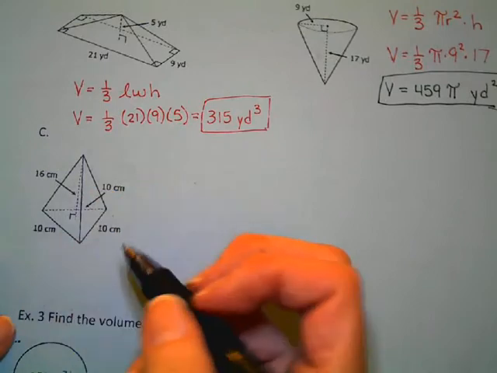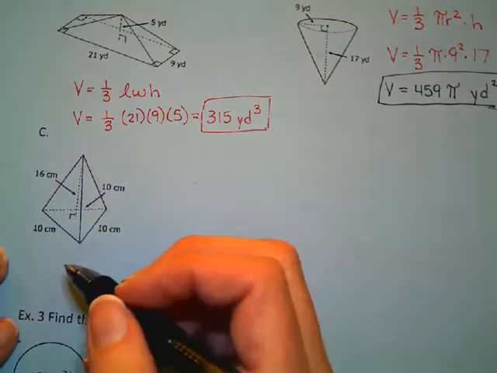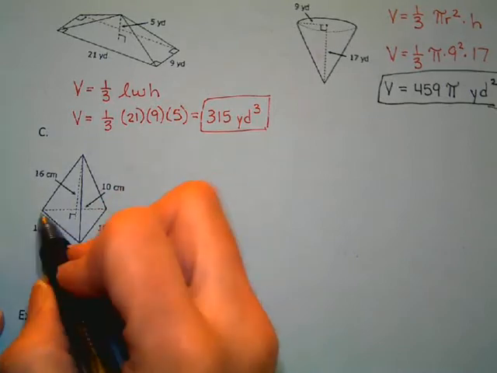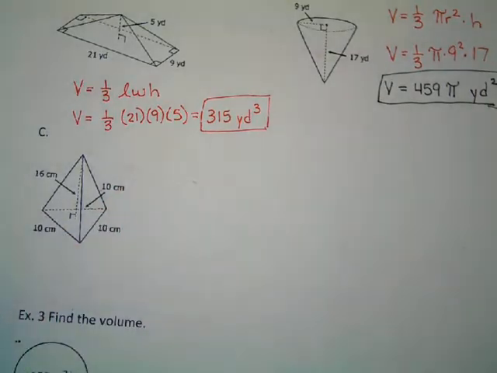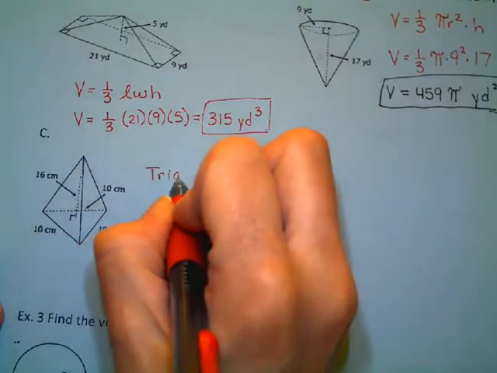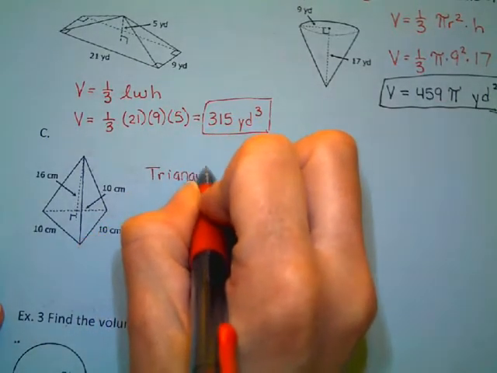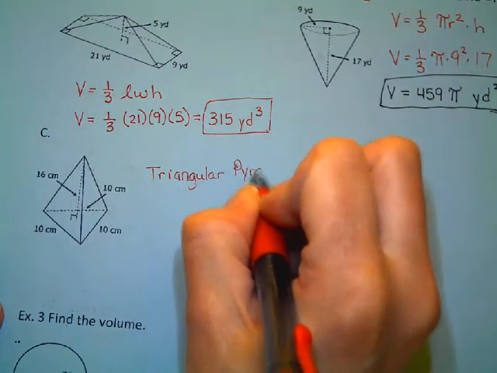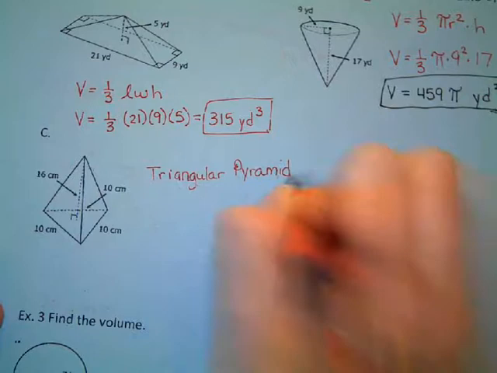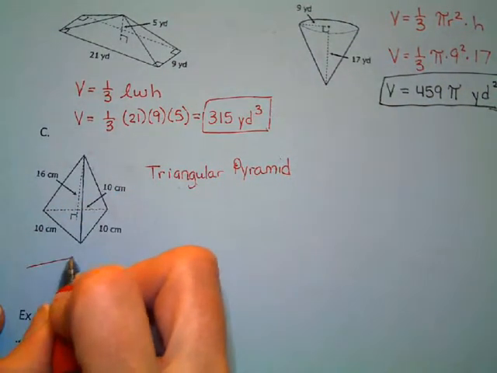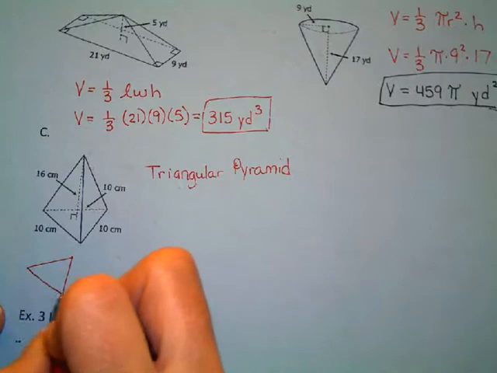Alright, this one's a little more tricky. On the bottom we have what's called an equilateral triangle. So we'll call this a triangular prism. No, sorry, triangular pyramid. It goes to a point, Miss Campbell. Okay, but you'll notice this triangle on the bottom. They show you that it's 10, 10, and 10. But they don't give you the height.